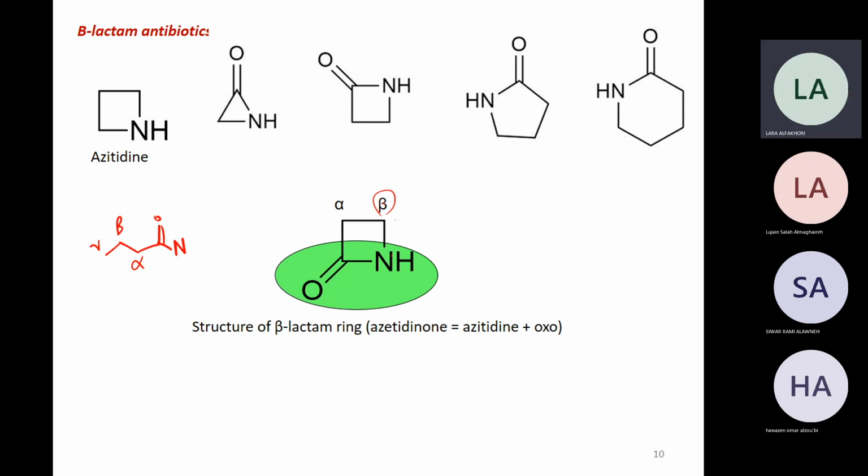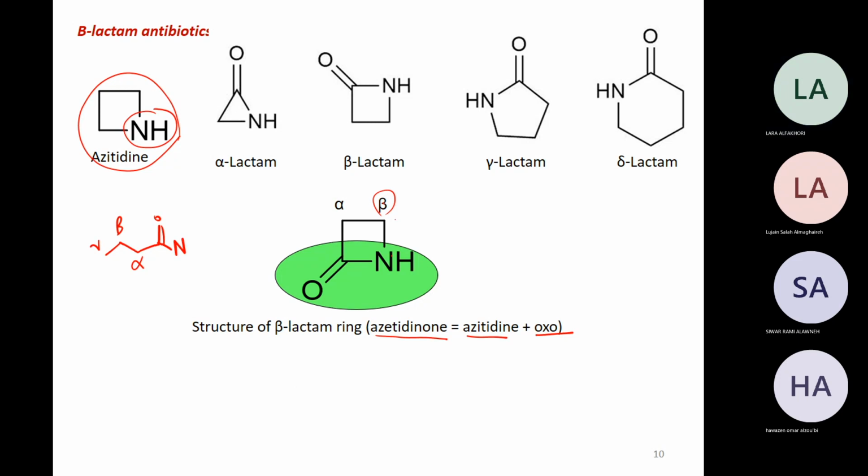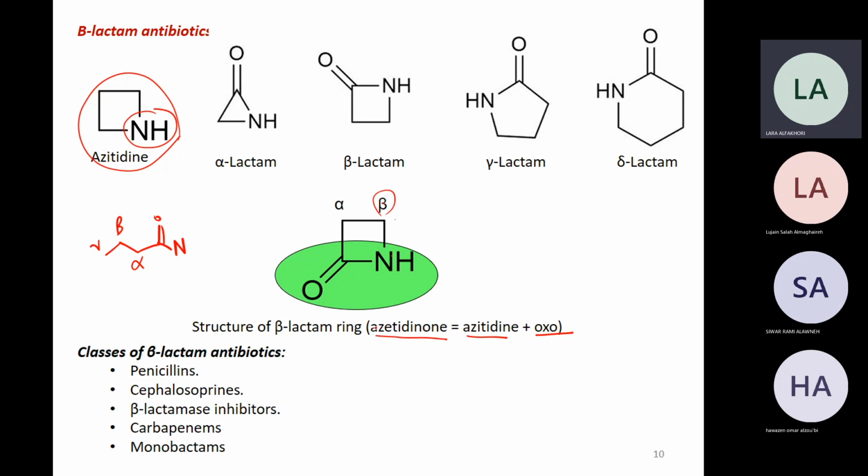هلا a newer, let's say, naming for البيتا lactam اللي هو الازيتيدينون, which is derived from azitidine, that is composed of a four-membered ring where one of its atoms is a nitrogen. And when you add a carbonyl to it, that's when an azitidine with a carbonyl or oxo becomes azitidinone. The subclasses of the beta-lactam antibiotics اللي رح نحكي عنهم penicillins, cephalosporins, beta-lactamase inhibitors, monobactams, and carbapenems.